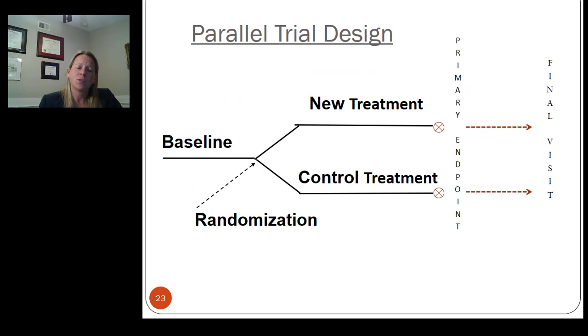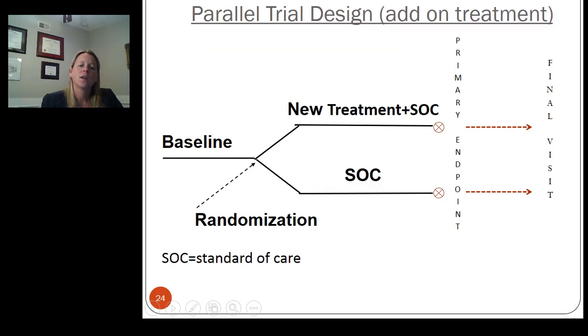Here's an example of a two-arm parallel trial design. Again, all subjects have a baseline period and then the randomizing period, and they're followed concurrently in either group depending on what they're randomized to, and then the primary endpoint is measured. You could also take that and extrapolate it to other types of interventions. In this particular parallel design, you're comparing two groups, one that received the standard of care and the second group that received the standard of care plus the treatment.